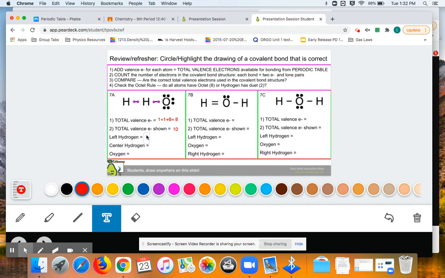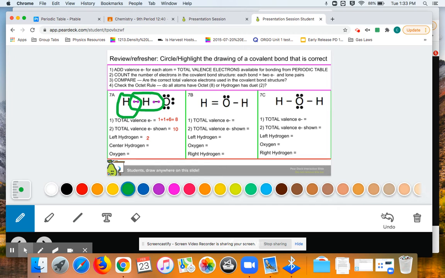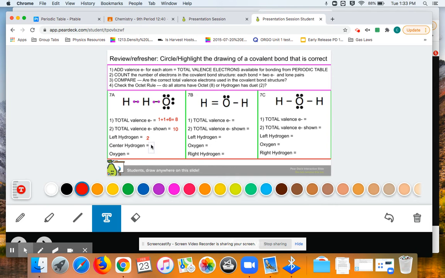Next, I'm going to check the middle hydrogen. Notice anywhere there's a bond, those electrons are being shared, so they get applied to anything that it's touching. Did I already count these 2 over here with this one? Yes. But they're also being shared with the central H, so those count as well. So then I need to count. I have 1, 2, 3, 4 that are surrounding this H. So my center hydrogen gets 4 electrons.